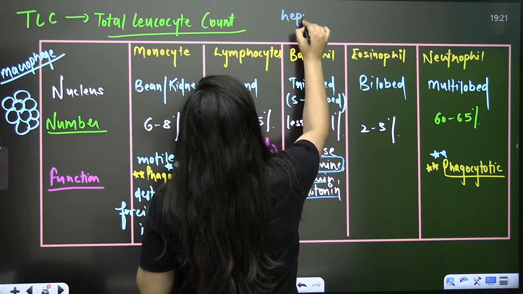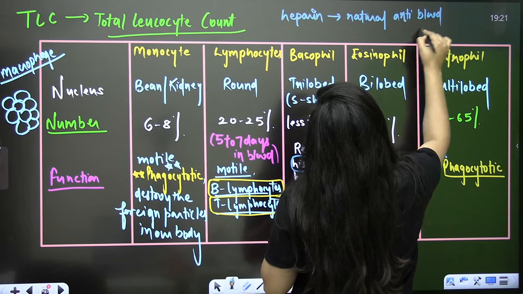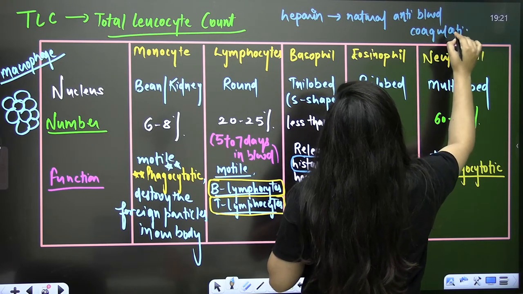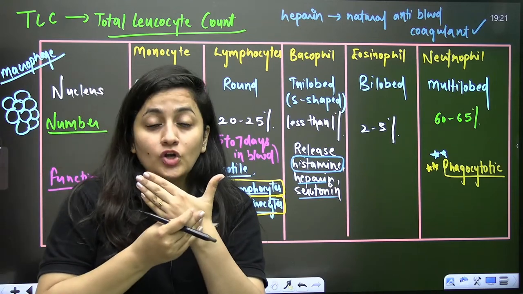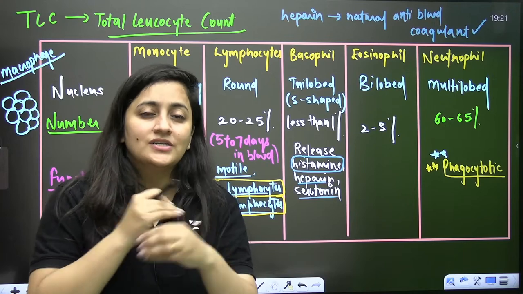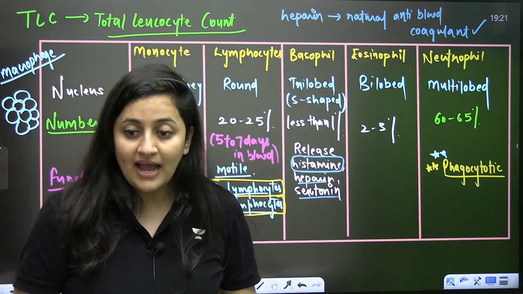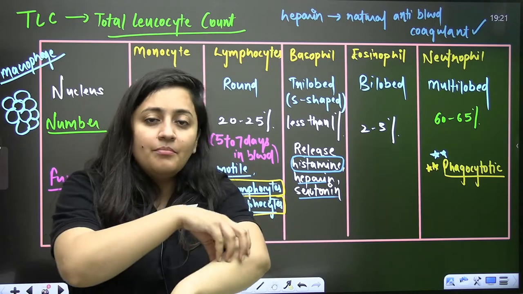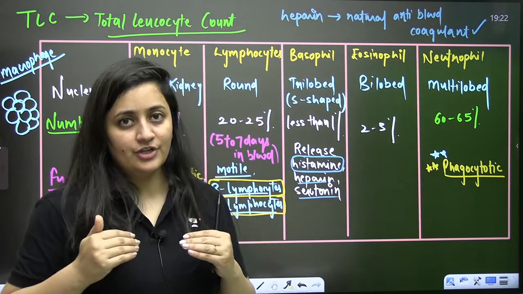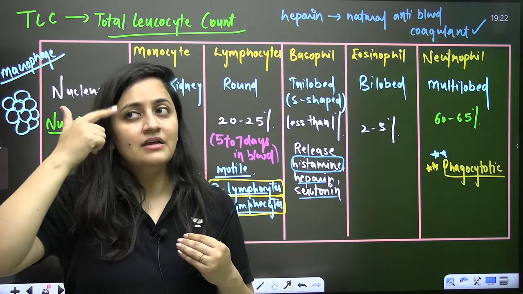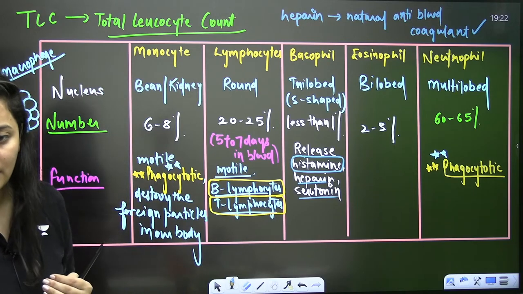Now, when the word is heparin, I hope you remember this. Heparin is a natural anti-blood coagulant. It will not allow the blood to get clotted or coagulated in the intact blood vessels. This is important because if clots start forming in blood vessels, it will affect the blood transportation. They are not good for our body. Let's say if there is any blood clot in the carotid artery, the blood flow will be restricted, brain cells can die, and a stroke can occur.